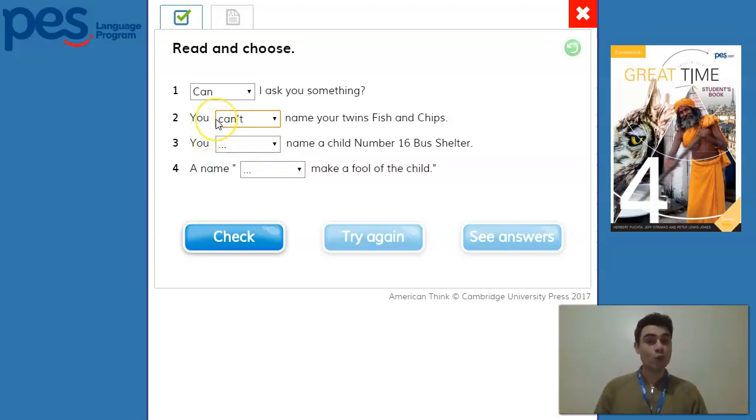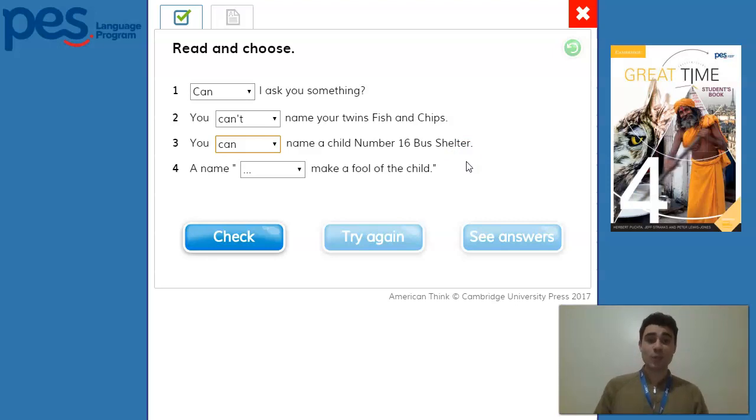For those who don't know, fish and chips is a very traditional dish in the UK, right? In England, London. If you visit London, it's a very traditional type of food. So you have a piece of fish and some chips to eat together. So in New Zealand, you can't name your twins fish and chips, right? But according to number 3 and according to the article, you can name a child number 16 bus shelter.